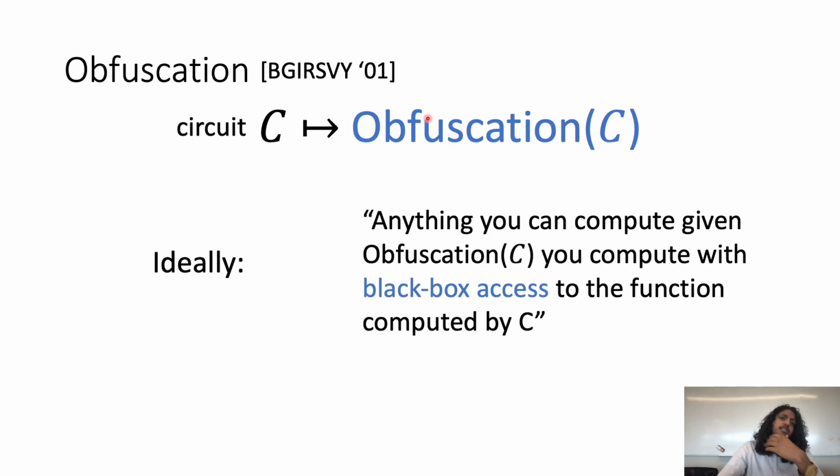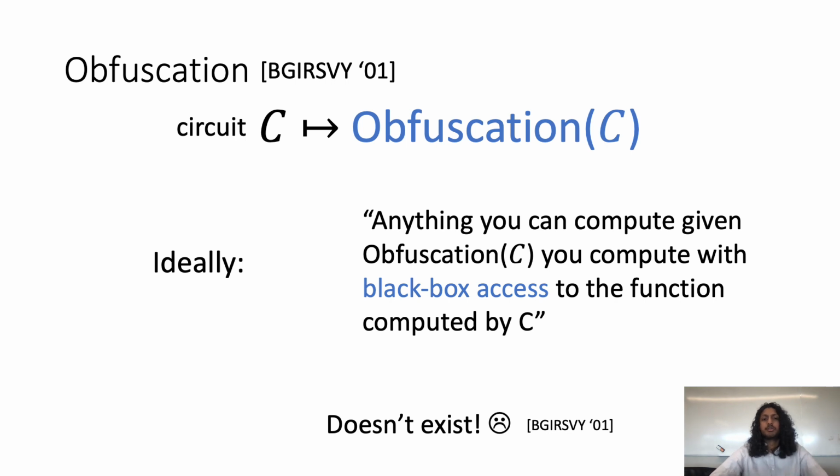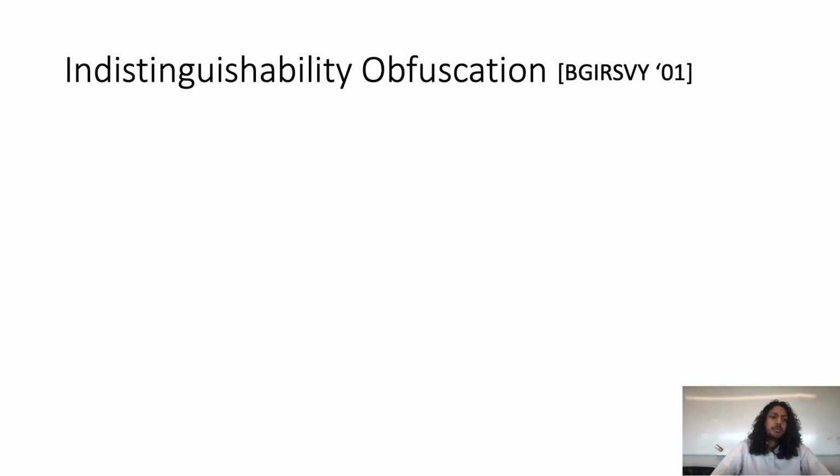The way that's formalized is that anything you can compute given the obfuscation, you can also compute given black box access to the function computed by C. And I'm being a bit informal here, because it turns out that this ideal version that you would want actually doesn't exist. This paper by Barak et al. actually shows that this notion of obfuscation is unachievable. So in the same paper, they propose a weaker notion of obfuscation called indistinguishability obfuscation, which is as follows.